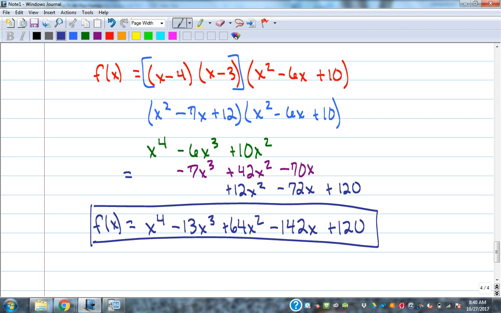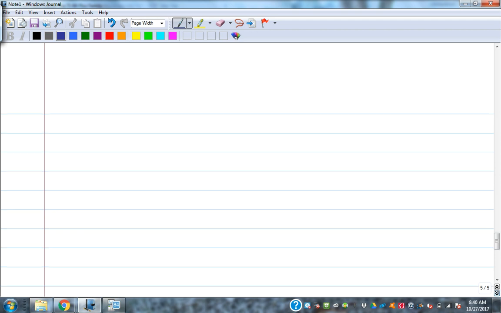Okay. All right. So this is what we're going to work on the rest of today. I think it's page 384. Check and make sure. Page 384, number 20 through 31.